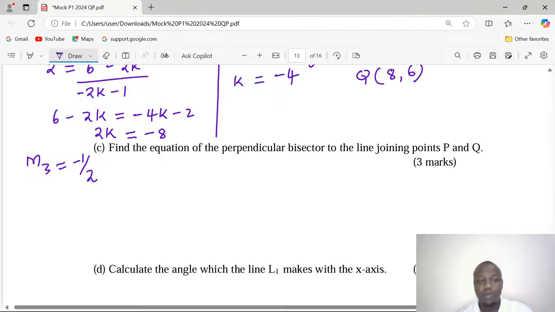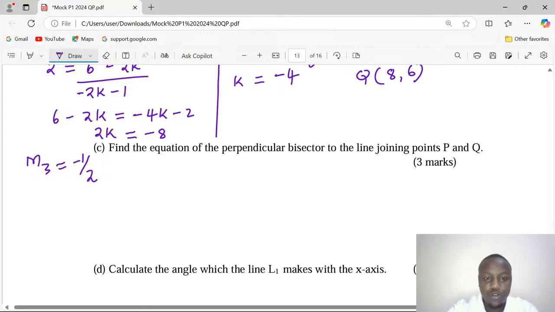So that when multiplied by 2, we get negative 1. So the second gradient for perpendicular lines should be such that the product is negative 1. And the easier way of getting the second gradient is always taking the reciprocal with the opposite sign. If the first gradient is 2, then the perpendicular's gradient should be half, but now with a negative, so that the simplification gives us negative 1.